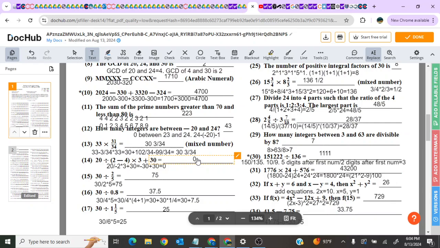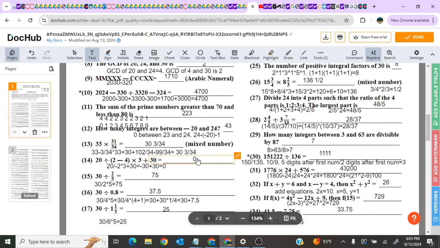15, 30 divided by 2 over 5. Well, when you divide a fraction, you flip the numerator and denominator and multiply. 30 times 5 over 2 is equal to 15 times 5 is 75. Then we're done for 15. 16, 30 over 4 times 5, you can do, which is 7.5 times 5, which is 37.5.